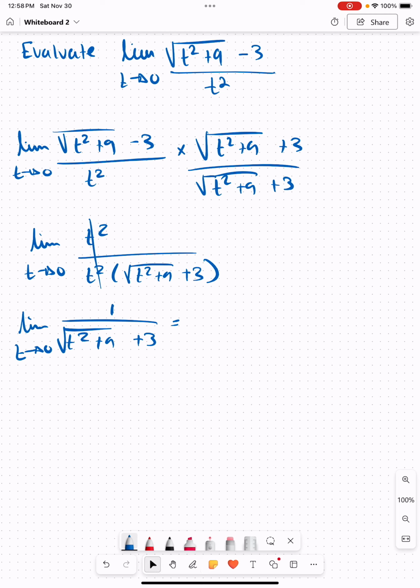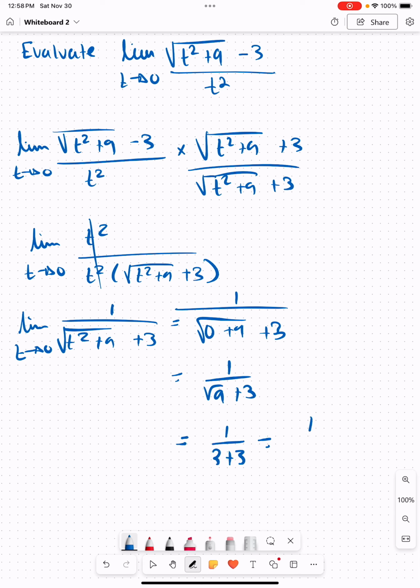So we're going to have 0 squared, which is just 0, plus 9, that's the root of that, plus 3, and we're going to have 1 in the numerator. That is just going to be the root of 9 plus 3 with 1 in the numerator, and that's just 3 plus 3 in the denominator. So we're going to have 1/6, so the limit and the answer to this question will be 1/6.